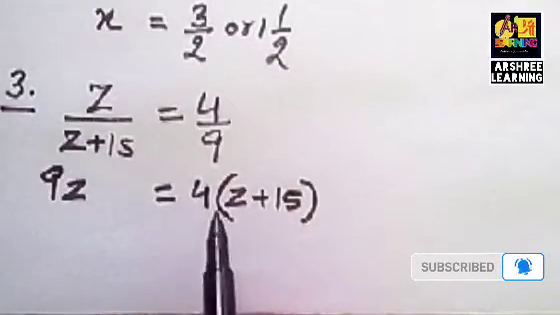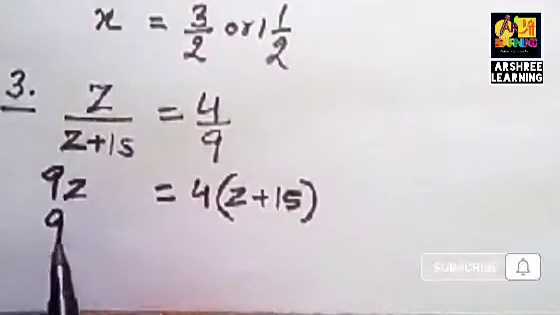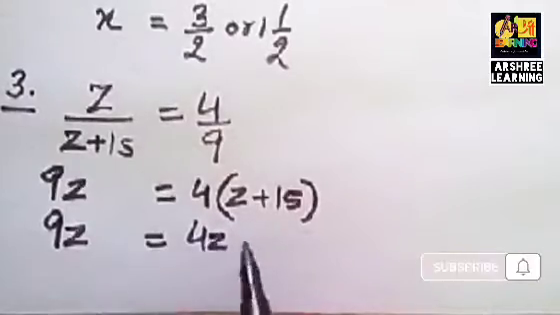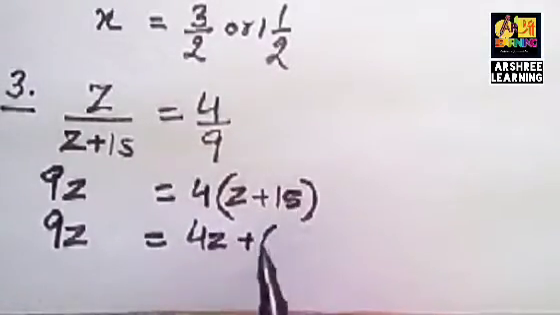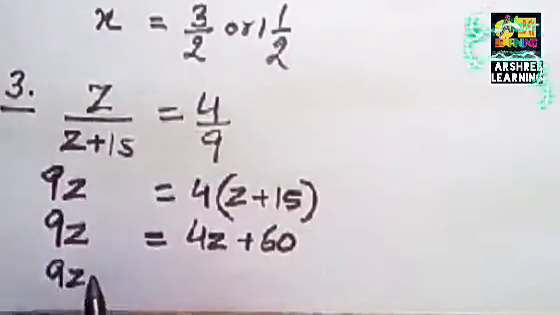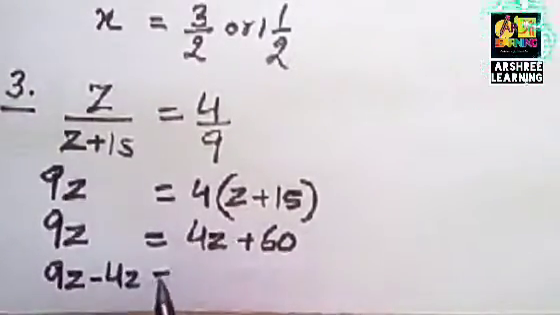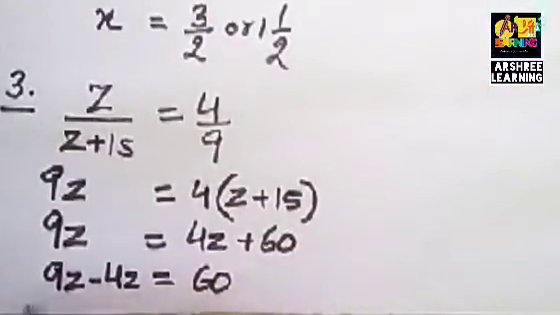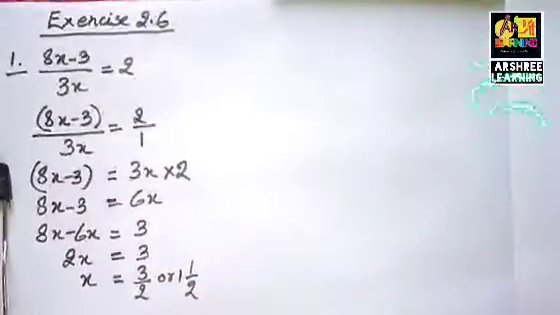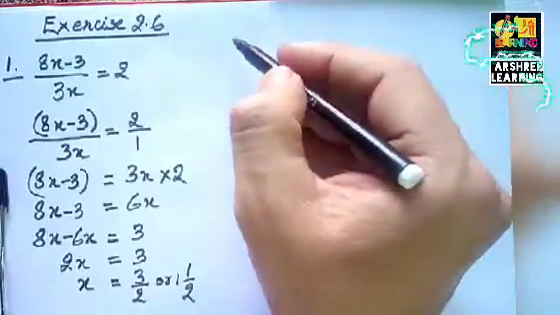Now you will multiply the right side, the left side is a single term, so 9z is equal to 4 into z will become 4z plus 15 into 4, 60. Now it becomes simple, bring the like terms on one side, it will become 9z minus 4z is equal to 60, and then simplify: 9z minus 4z, 9 minus 4 will become 5, so it will become 5z.